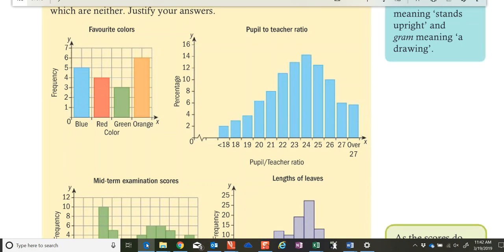What did we say about this one, Nick? The pupil to teacher ratio: bar chart, histogram, or neither? Because it's not frequency on the side.